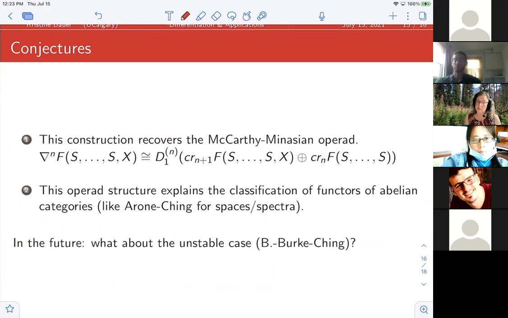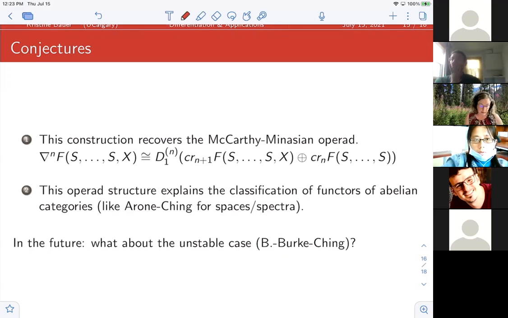It can be used to classify all functors of spaces and spectra. And this was done by Arone and Ching. So what we'd really like to know is that, in fact, we can do the same thing for functors of abelian categories, that we can use this conjectured operad structure to then classify functors of abelian categories. So that's the application that we're hoping for.